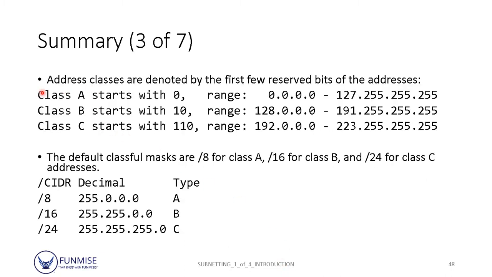Now, the address classes are denoted by the first few reserved bits of the addresses as shown previously. And this here shows the decimal ranges for each address class, A, B, or C. Now, there are default classful masks for each type of address. /8 for A, /16 for B, and /24 for C. I did note earlier that you may more commonly know them by their decimal equivalents, as shown here.